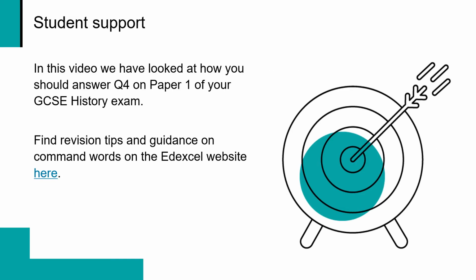That brings us to the end of this walkthrough video. In this video, we have looked at how you should answer question 4 on paper 1 of your GCSE History exam. We hope you have found it useful.